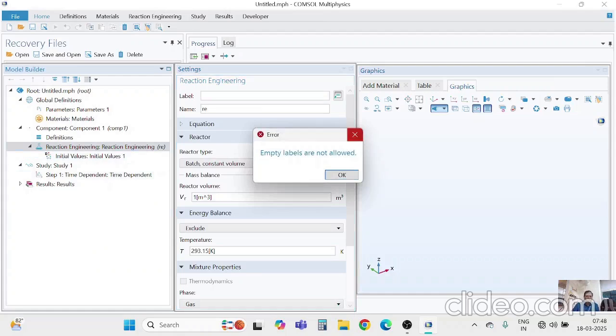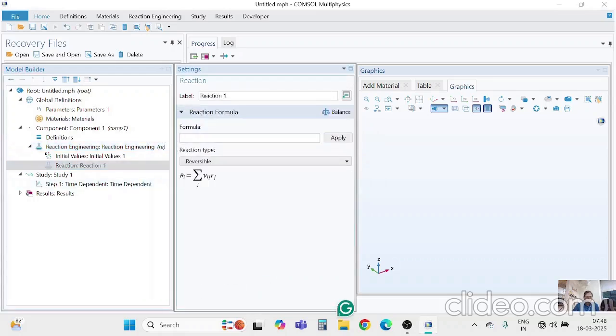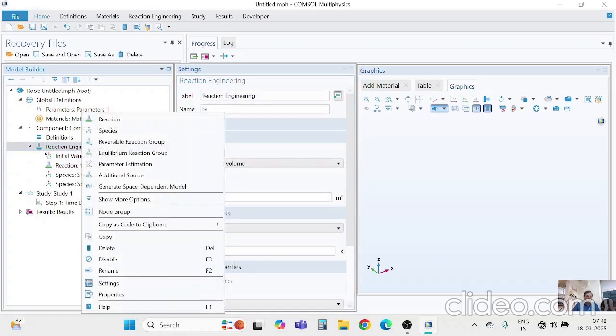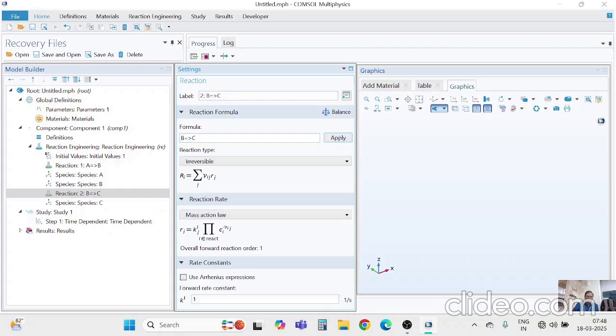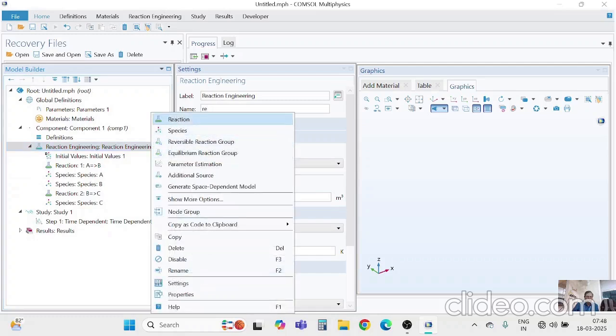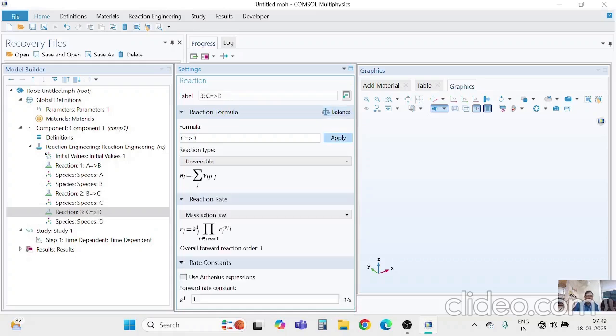consecutive reaction. For consecutive reaction, provide reaction, then A gives B, press apply, then again reaction, B gives C, apply, and third reaction, C gives D.